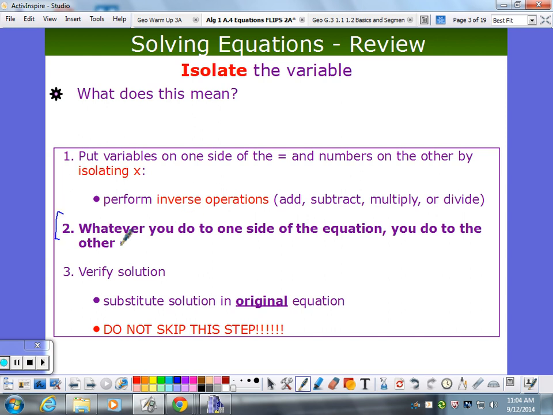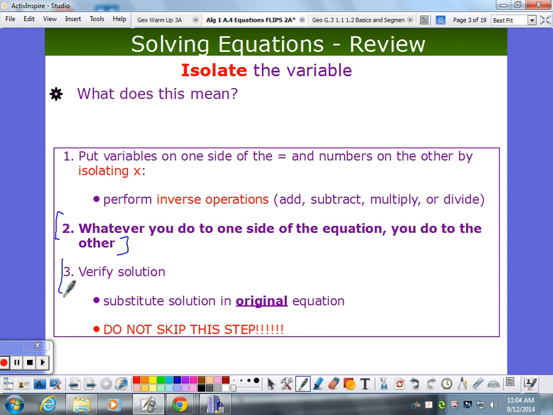And this is kind of the golden rule of equation solving. Whatever you do to one side of the equation, you do to the other, and that can't be new. Come on, that's not new, right? No. So if you add 5 to one side, you better add 5 to the other. And that is that balance idea you were mentioning. It keeps everything in balance.